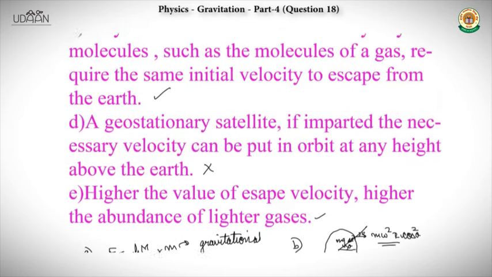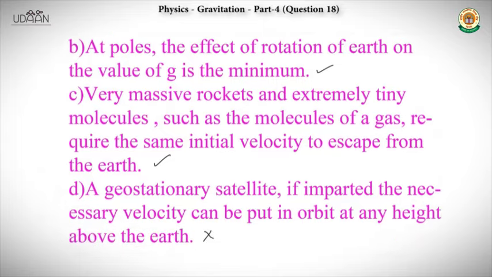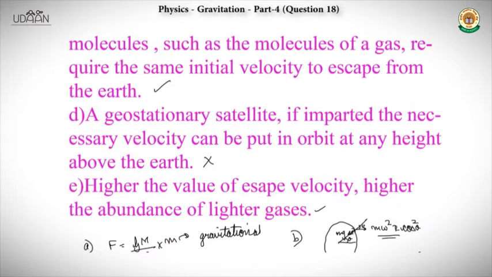So the correct options would be A, B, C, and D. A, B, C, and E. D is incorrect. So you can also remember this thing: if it comes directly, you can put it indirectly. Okay, guys, we'll move on to the next question now.